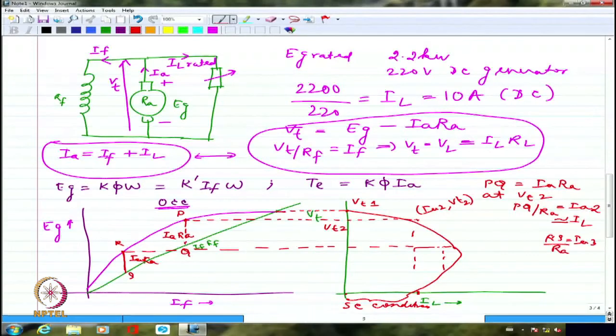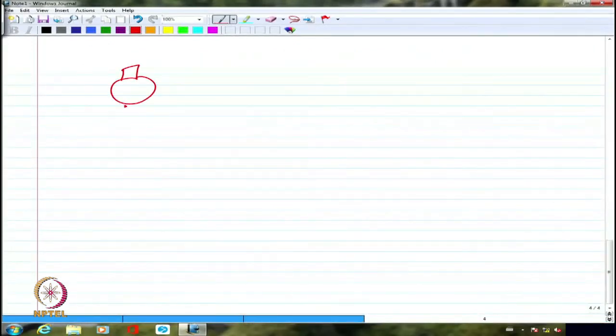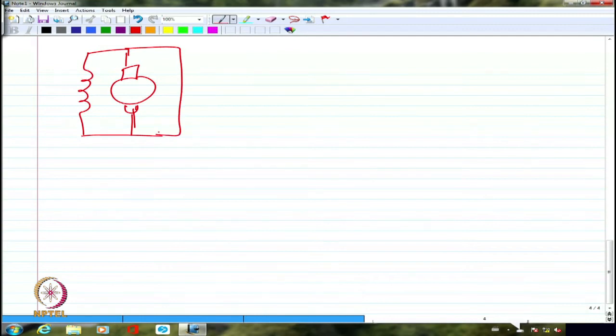If I actually have two parallel paths, on one side I have 150 ohm resistance, which is actually the field resistance, and on the other side I have a short circuit. Where will the current go? All the current will go here. No current here, so IF will be equal to 0. So if IF is equal to 0, automatically I have come back to the residual magnetism voltage, nothing better than that. I'm not going to get anything more than residual magnetism voltage.